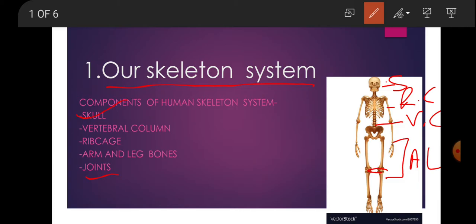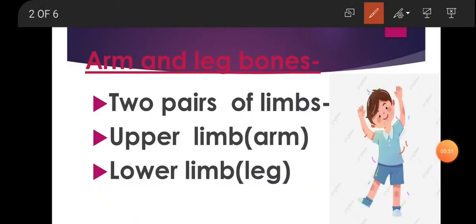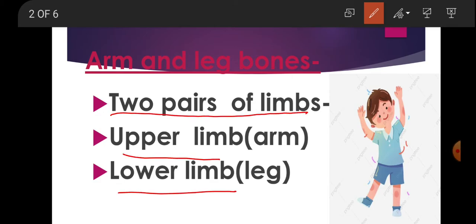We have discussed skull, vertebral column and rib cage in our previous videos. In this video, we are going to discuss arm and leg bones. We have two pairs of limbs, upper limb and lower limb. Look at this picture. These are our upper limbs and are called arms. These are lower limbs and are called legs.